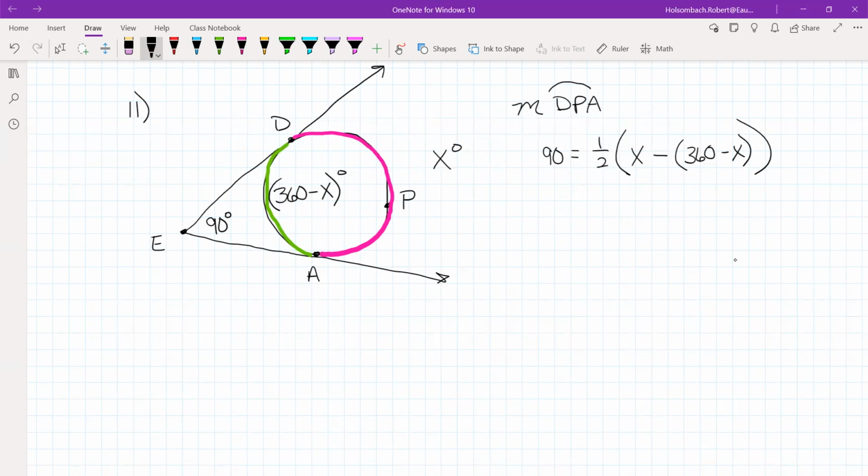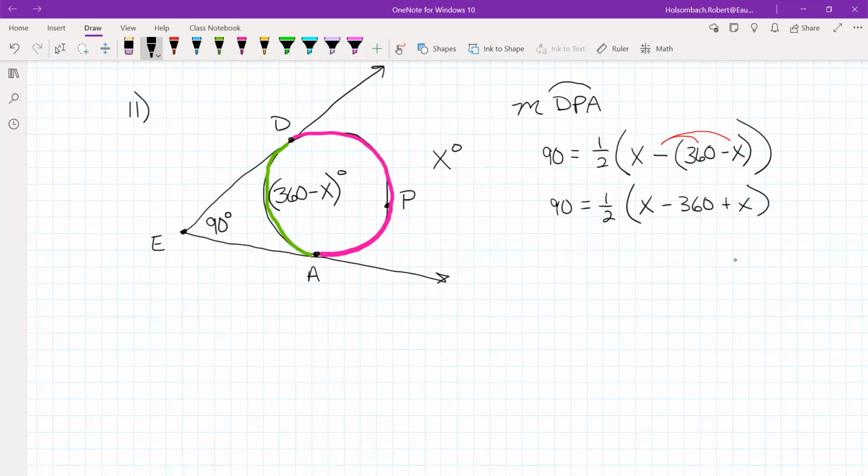Here's the key to this whole problem. You're subtracting an expression, so you have to distribute this negative right here. So 90 is equal to 1/2 of X. This is really a -1 here. So -1 times 360 is -360. And -1 times -X is +X.